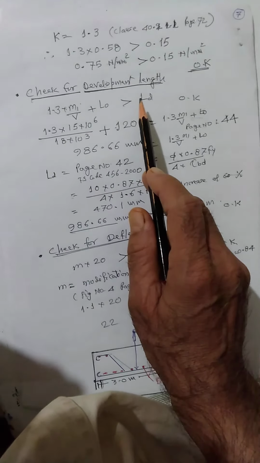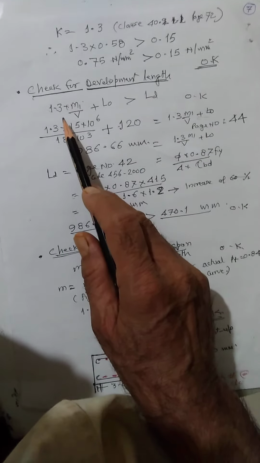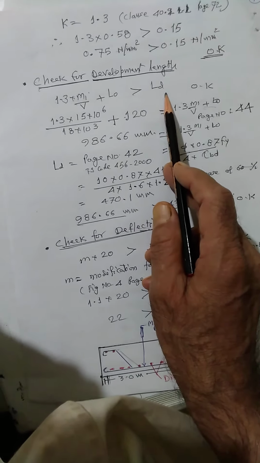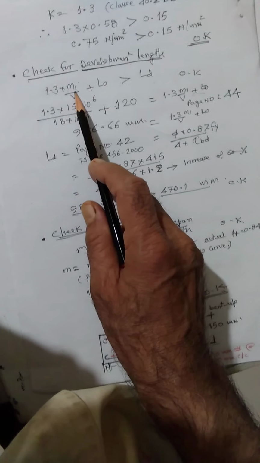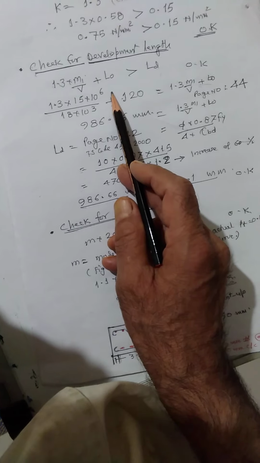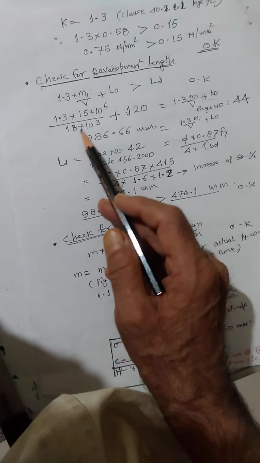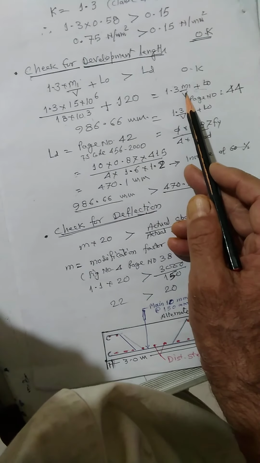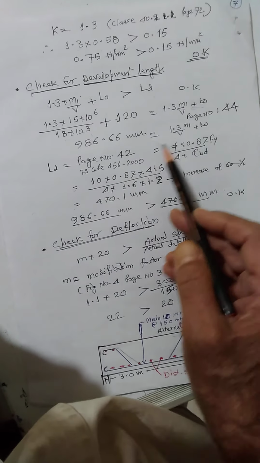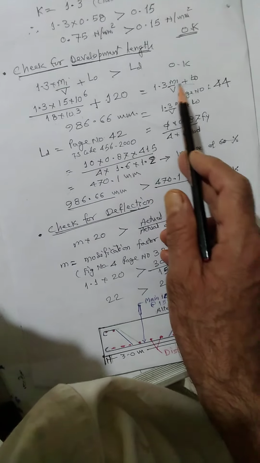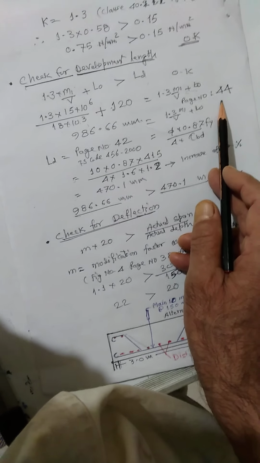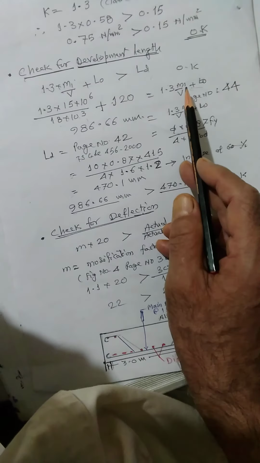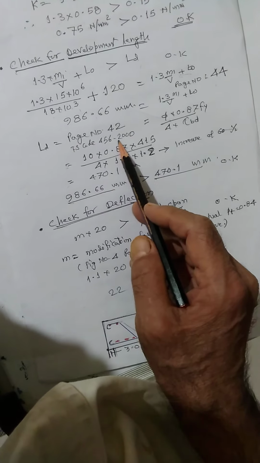Now we go for the check for LD, that is development length. 1.3 times M1 upon V plus L0 should always be greater than LD. Keeping M1 as 15 into 10 to the power 6. As usual, V is 18 into 10 to the power 3, and this formula is given on page number 44 of LD. We have calculated and it comes out to 986.